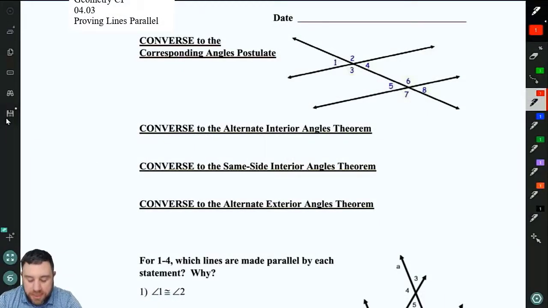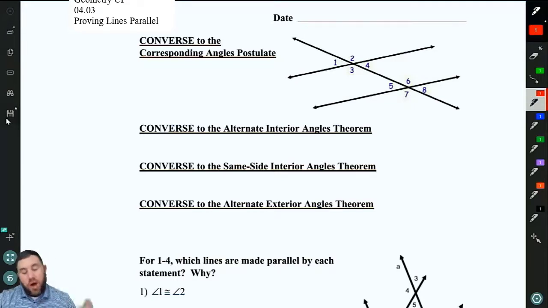Last time we talked about what's true about certain angle pair relationships when we know our two lines cut by a transversal are parallel. Today we're going to look at doing that backwards. If we know about the angles, how can we prove that the lines are parallel?